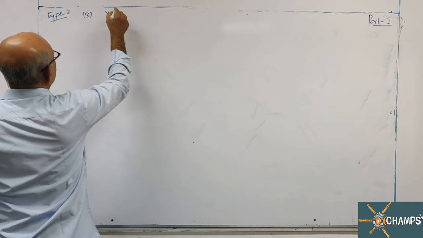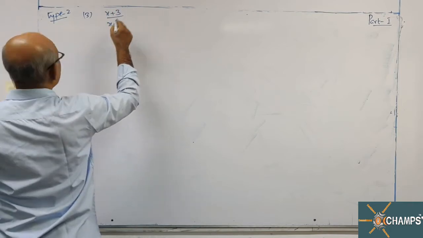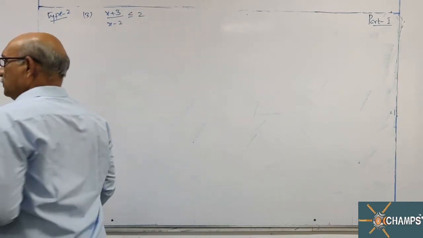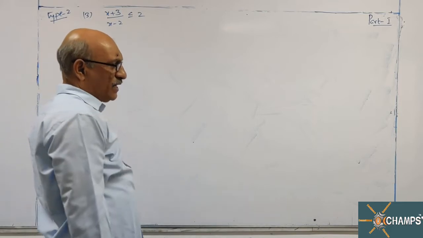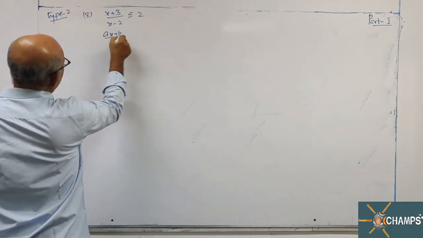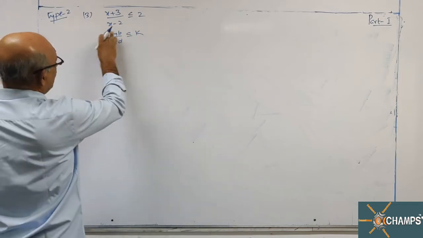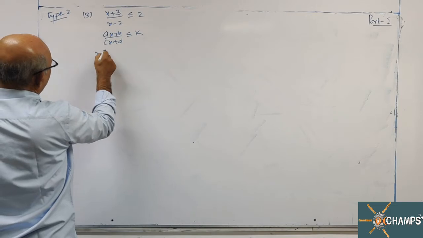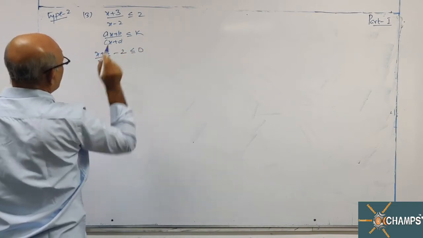Next, x plus 3 divided by x minus 2 less than or equal to 2. This is of the type ax plus b by cx plus d less than or equal to k. Bring k to left hand side. It means x plus 3 by x minus 2 minus 2 less than or equal to 0.